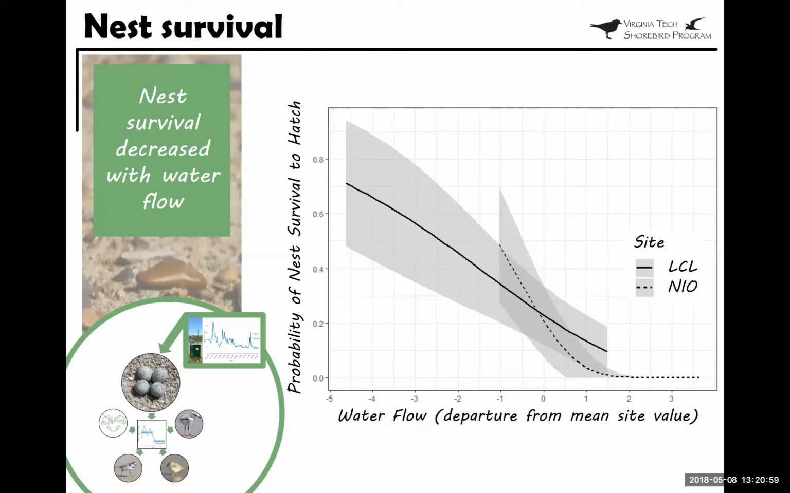So for example, on the Niobrara, at 1 standard deviation above the mean for river flow, you have almost 0 probability of nest survival to hatching.